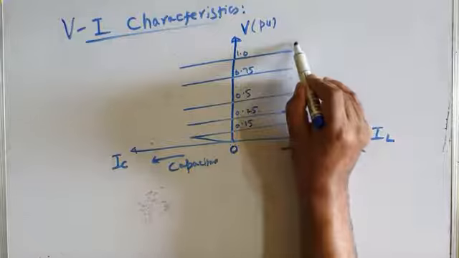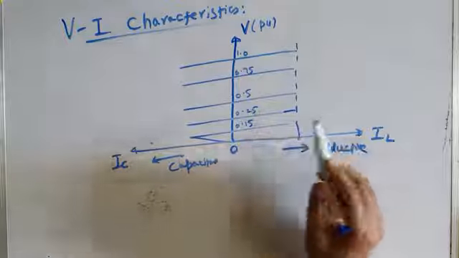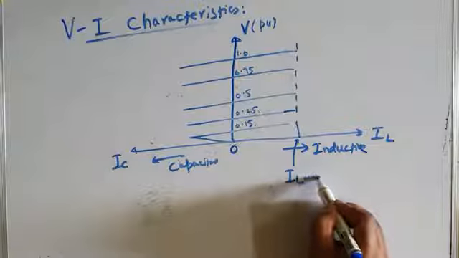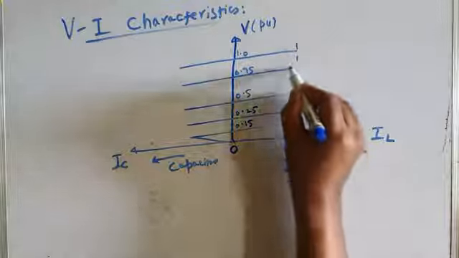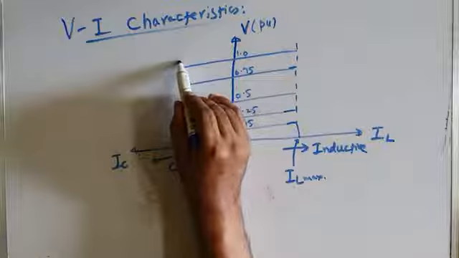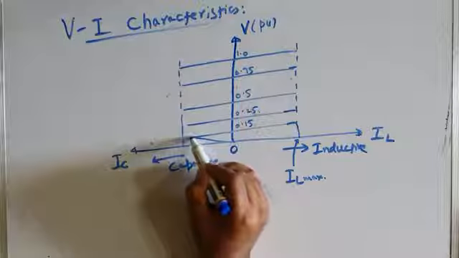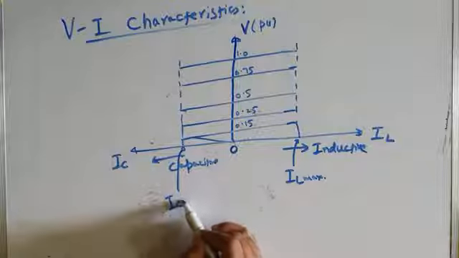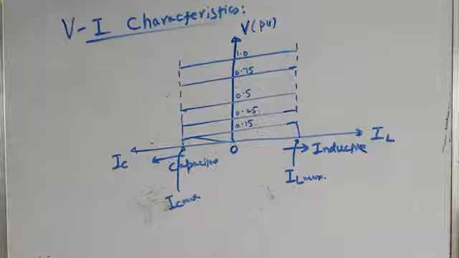So you can see this is IL max, the maximum inductive current. Let me first of all draw, then I will explain. And this is IC max. This is IC max, the maximum capacitive current, which is generated by Statcom.